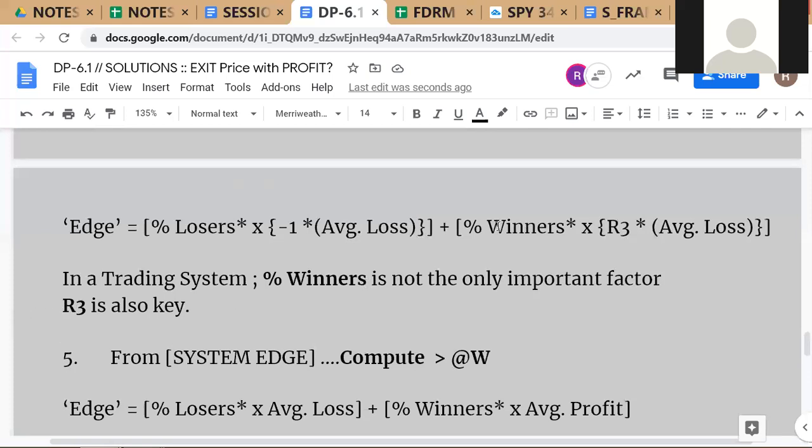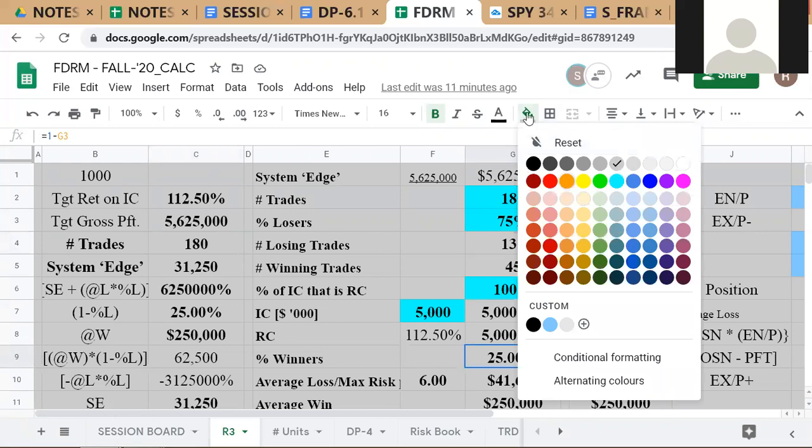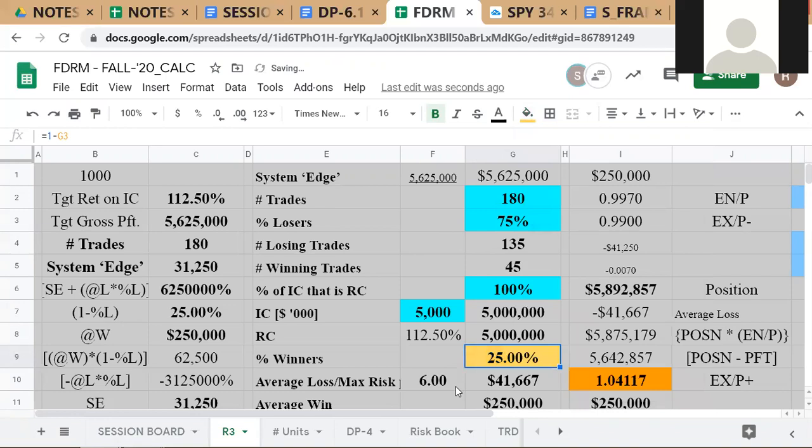So you could have a very low win rate, but you could have a massive R3, and that will still make the difference. Okay, so as you can see in this system, let's have a look at this trading system. It's got only a 25% win rate. So percentage winners is 25%. Okay, we can put this in. Usually I put a brownish kind of color to indicate that it's a derived number. So you see percentage winners is very low.